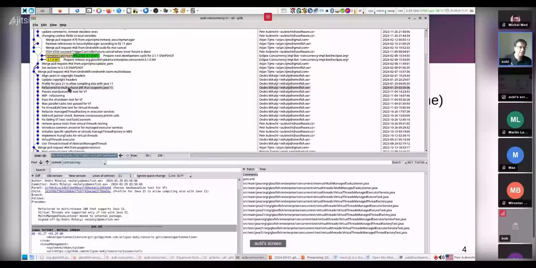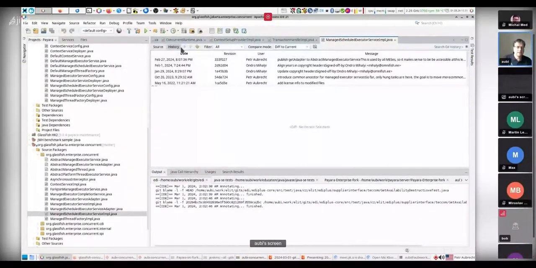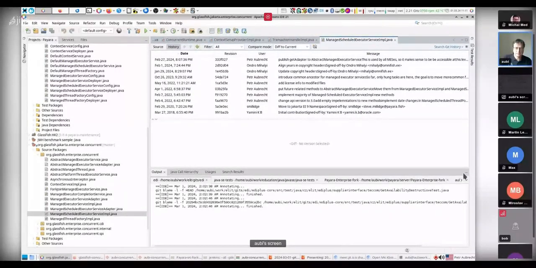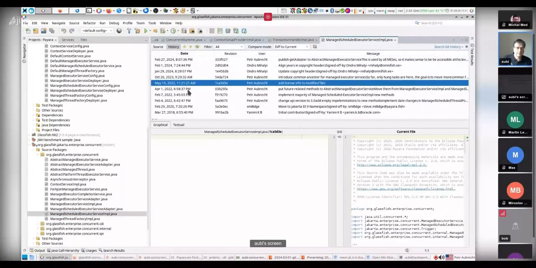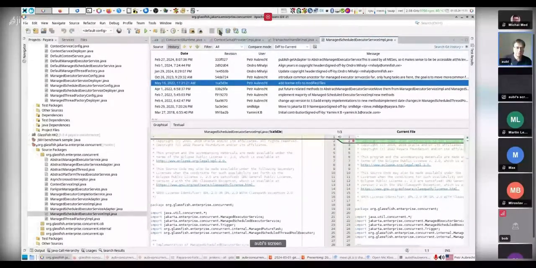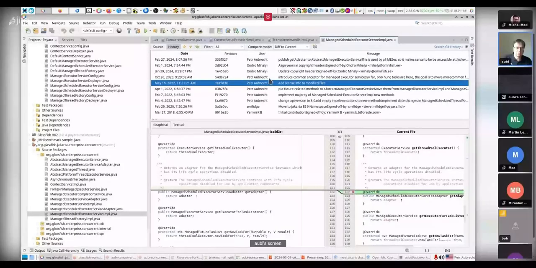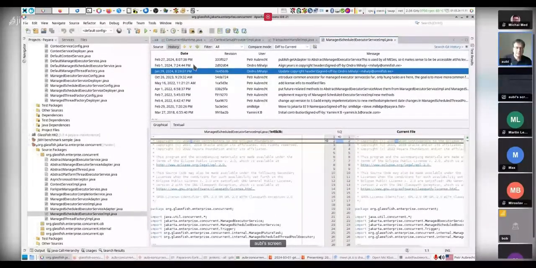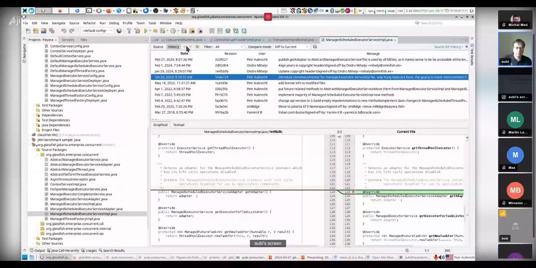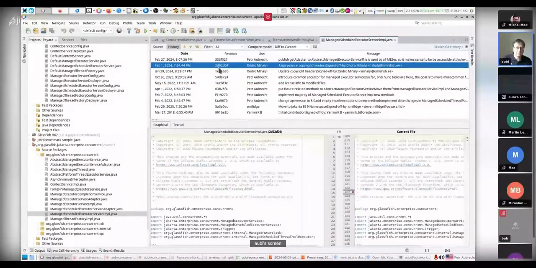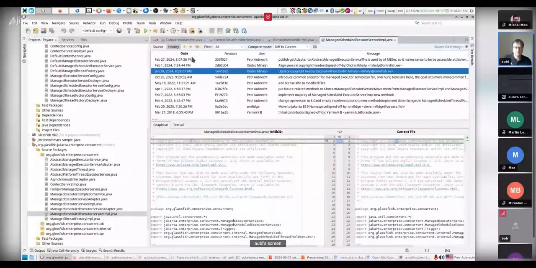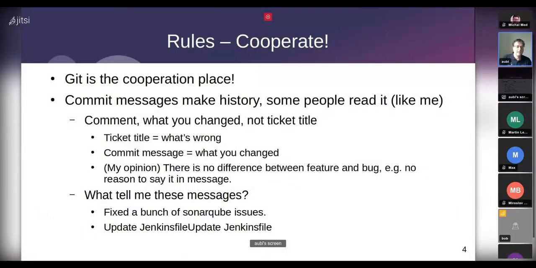But usually it should tell me what was going on in the project. I use it very often in the file as well. So I am trying to see what was changed, what Ondro did here. I'm reviewing it, that's good. So he didn't change anything important here, and so on. So this is something I'm watching very, very often.